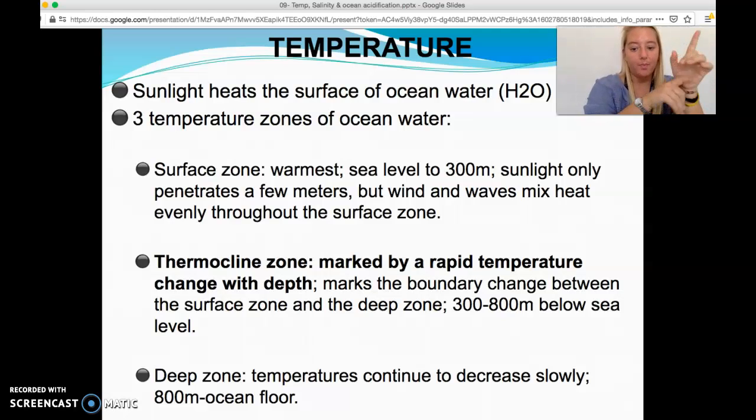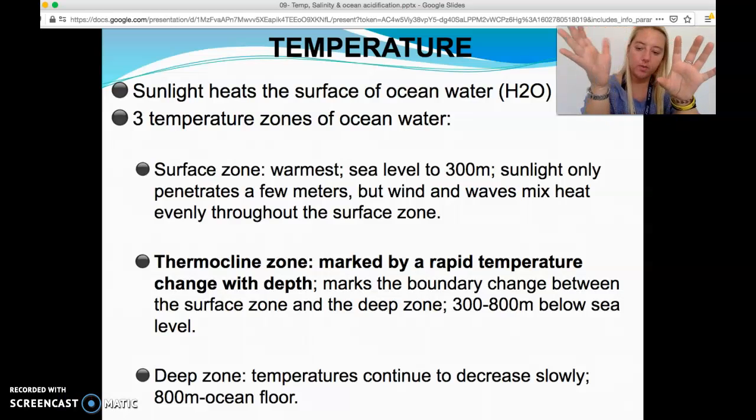It's marked by a rapid temperature change with depth. So this marks the boundary change between the surface zone, which is pretty warm, and the deep zone, which is very cold. And the deeper you get in the deep zone, in a second we're going to talk about, the colder it gets slowly. But this thermocline, thermo means heat, cline means change. So we have a temperature change right there.